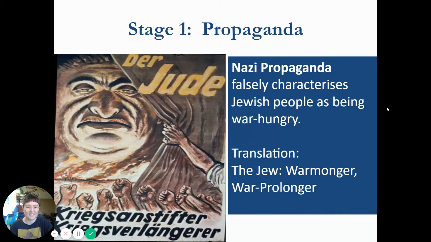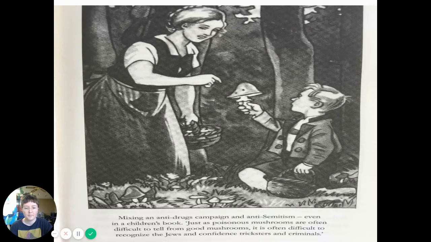There were lots of other nasty racist stereotypes as well that they used. So this here says, I'm not sure if it's from a book or a poster or something like that, but it mixed an anti-drug campaign with anti-Semitism. This was a children's book, right? So just as poisonous mushrooms are often difficult to tell from good mushrooms, it is often difficult to recognize the Jews and the confidence tricksters and criminals.